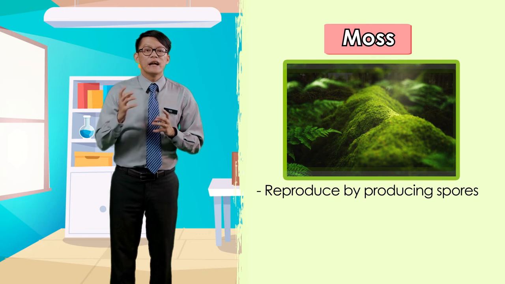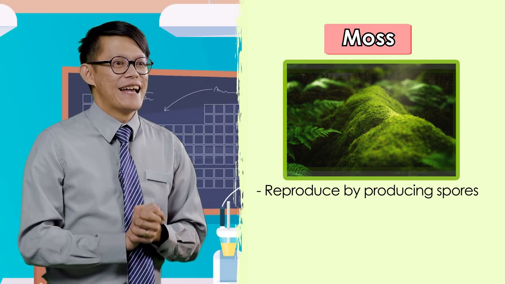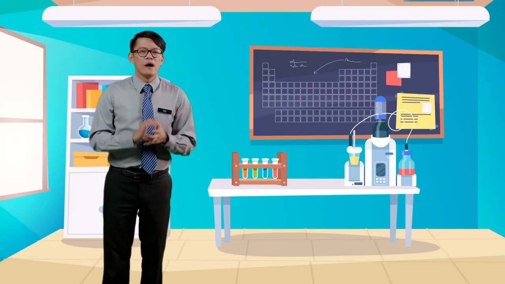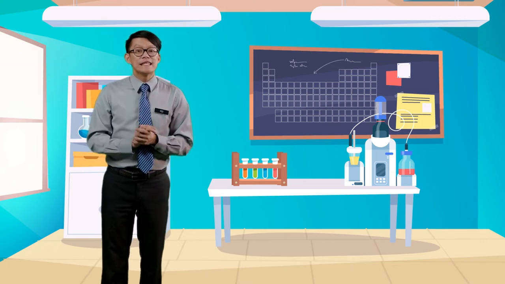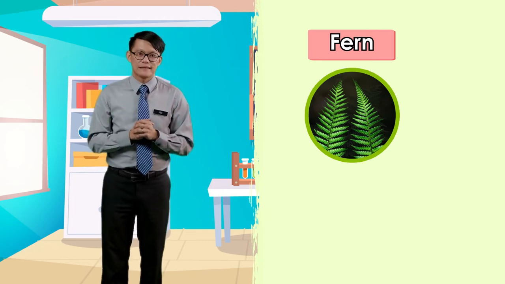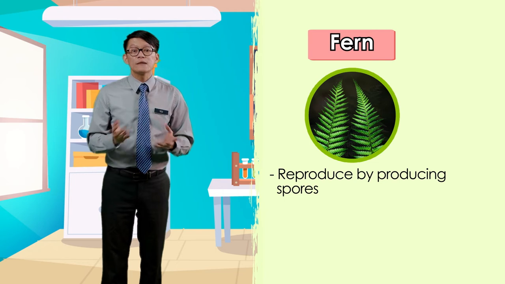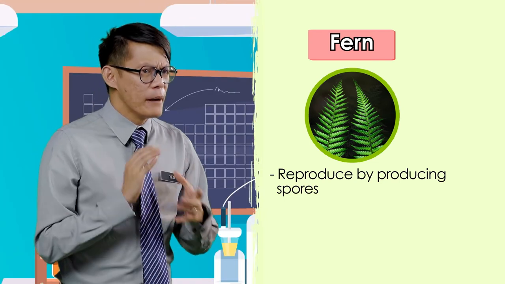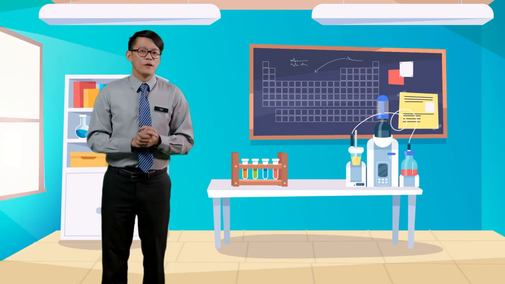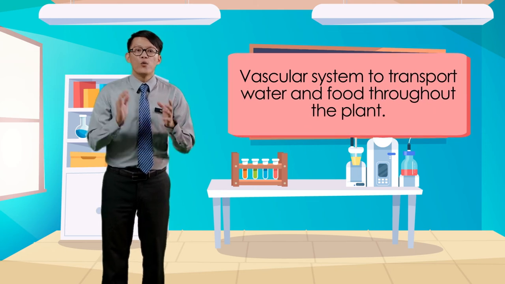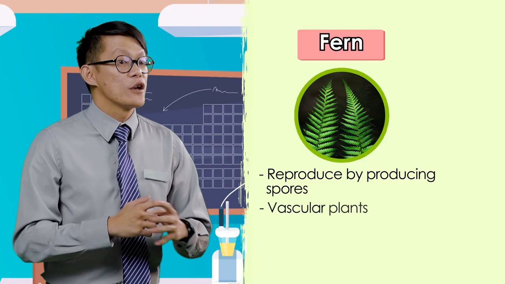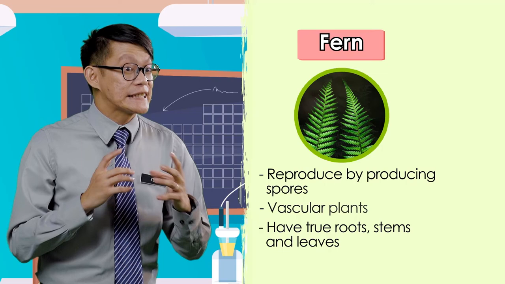Moss are plants that reproduce by producing spores. And moss is a non-vascular plant. This means that moss do not have vascular systems. Fern is the second group of non-flowering plants. Fern reproduce by producing spores as well. But fern are vascular plants. Unlike moss, fern has a vascular system within them to transport water and food throughout the plant. Ferns also have true roots, stems, and leaves.